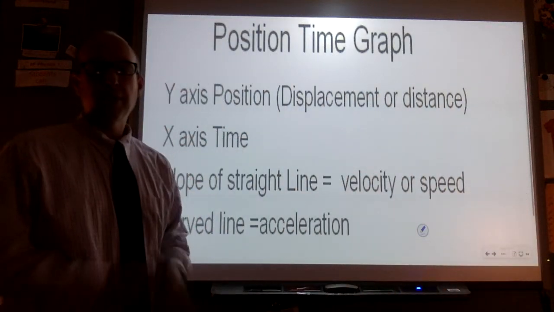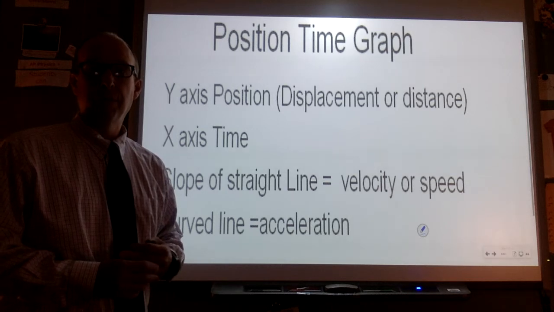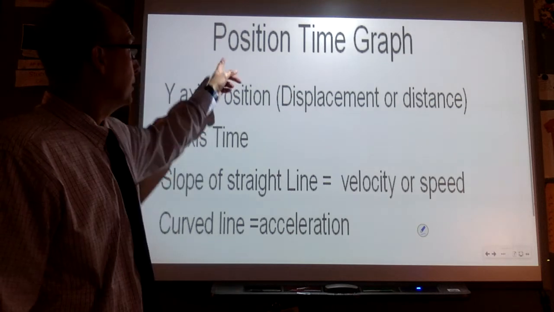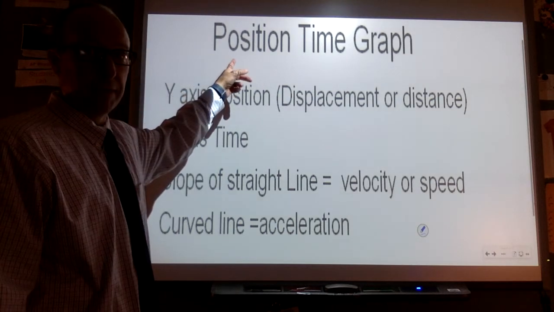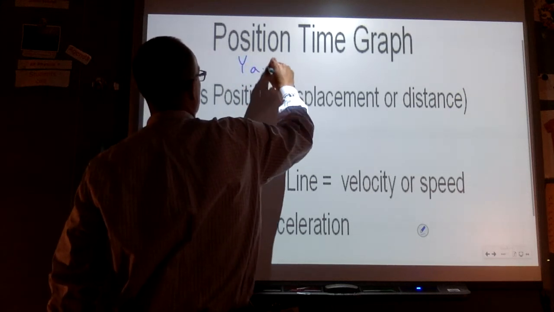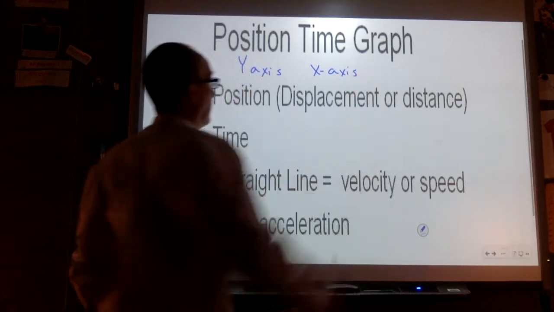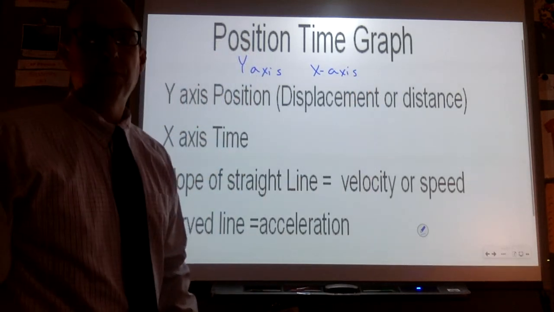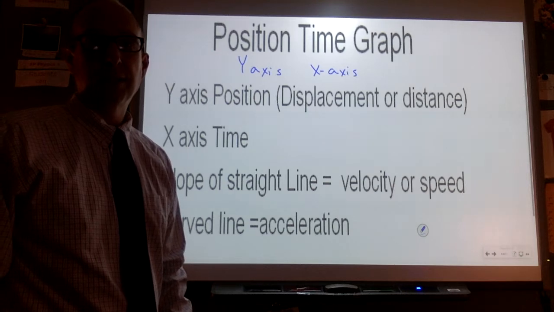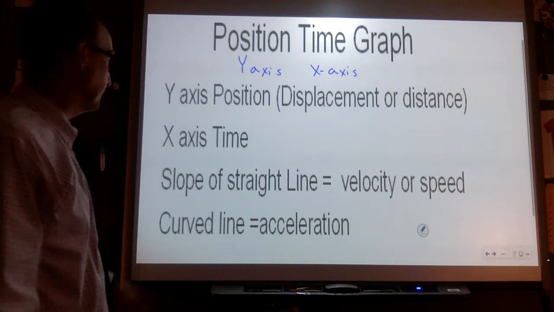Hello everybody, today we're going to go over position time graphs and how to graph them and what we can get from them. The first thing to note is when you're looking at how things are listed in physics, the first thing listed is always the y-axis. So in this case, if I'm doing a position time graph, position is going to go on the y-axis, the time is going to go on the x-axis. This could be our displacement or our distance.